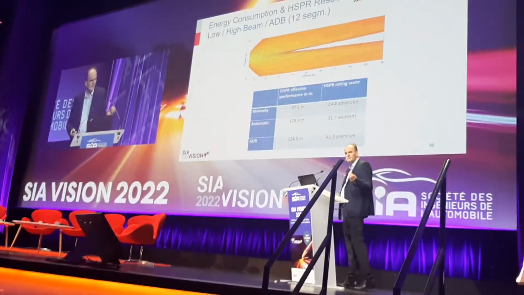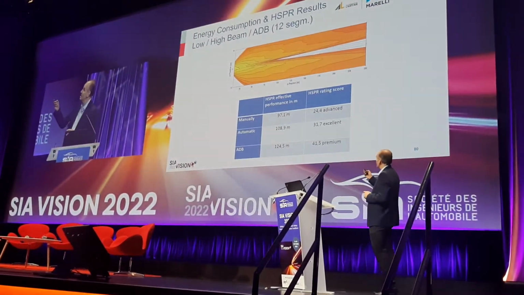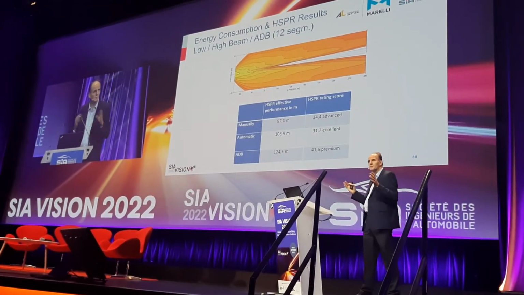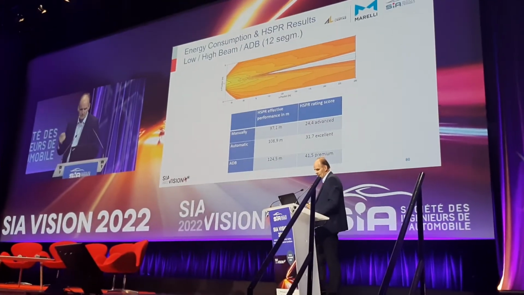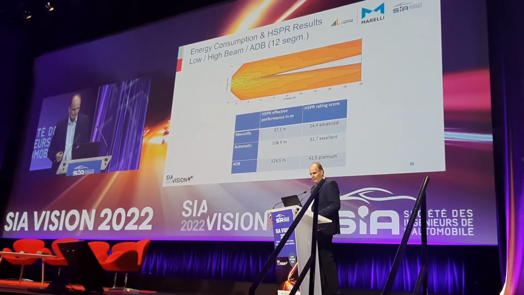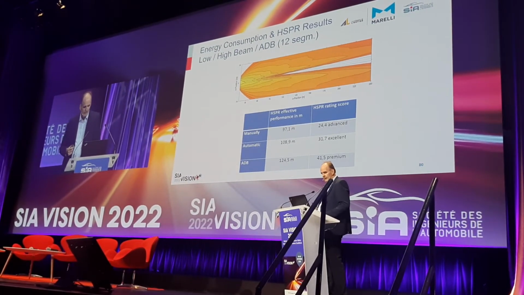But now we have figures for how much an ADB system, a one-row system with 12 segments as shown here, gives in performance increase and in increase in power consumption. Okay, this is a current analysis of the current systems.